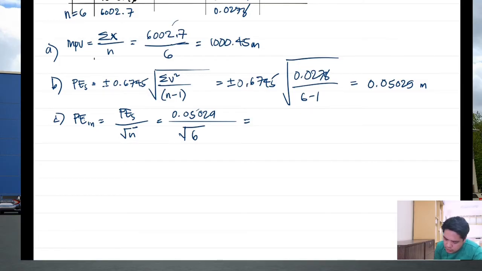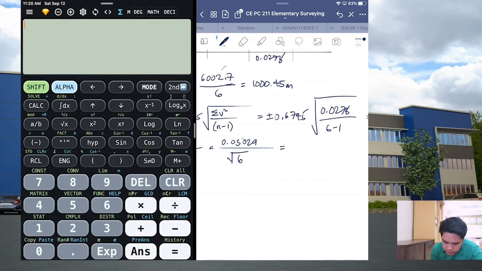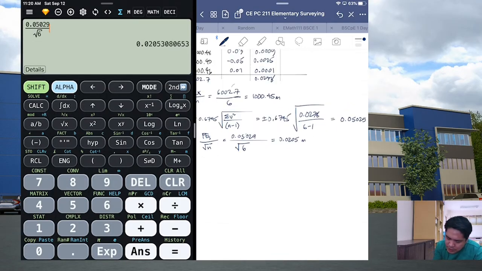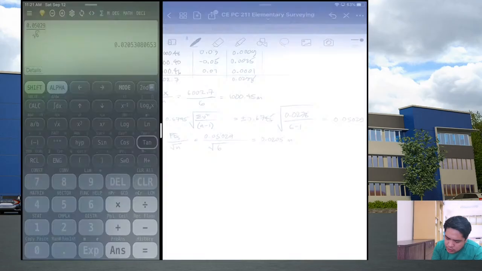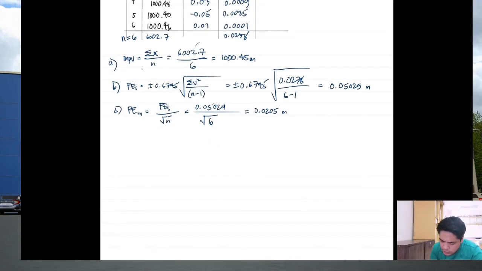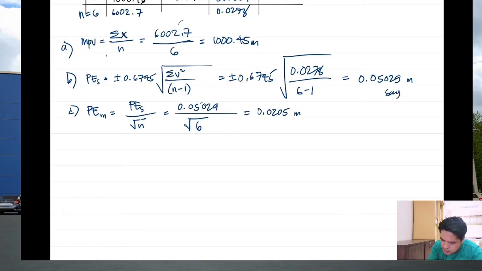So, using our calculator again, handy dandy calculator. So, that's 0.05029 divided by square root of 6. So, our answer is 0.0205. That's also in meters. Now, pwede na natin i-round off na lang. Wait, ayaw mag-respond. I-round off na lang natin. So, this, let's say this is 0.05. So, up to centimeters. Dito, say 0.02.